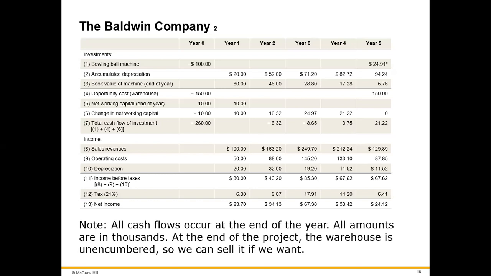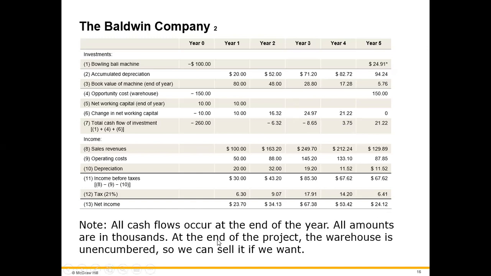30,000 then is how much cash was received, but 5,090 would have to be paid in taxes. So the difference is how much cash they will have left after paying the taxes on the sale of that machine. So we got all of our information here. Finally, in year 5, we could sell that warehouse for 150, and that's the assumption.